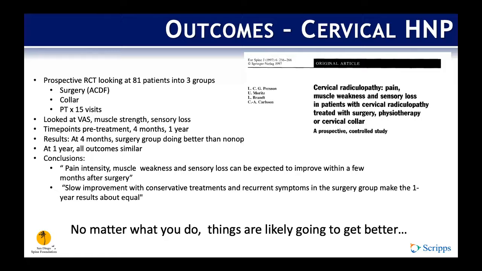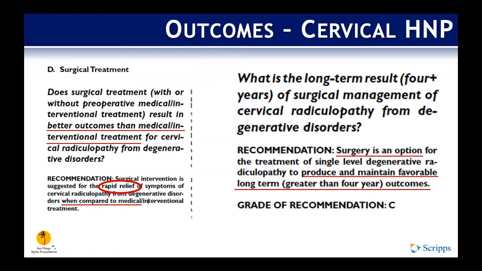And their results showed that at 4 months, the surgery group seemed to be doing better than non-operative in regards to those outcomes. But at 1 year, all outcomes were similar. And so these conclusions you can see down at the end: slow improvement with conservative treatments, as well as recurrent symptoms in the surgery group, make the 1 year results about equal. So I took this to mean no matter what you do, things are likely going to get better. But with regards to cervical herniated nucleus pulposus, the benefits seem to be with regards to rapid relief. You can see it there on the left in terms of the NASS guidelines, rapid relief of symptoms when compared to the medical conservative treatment.